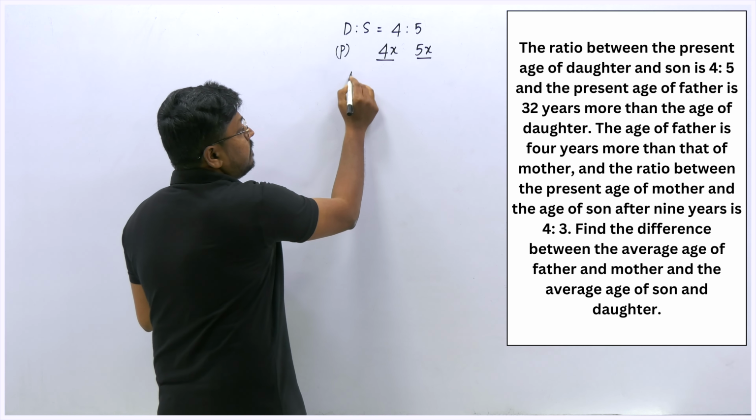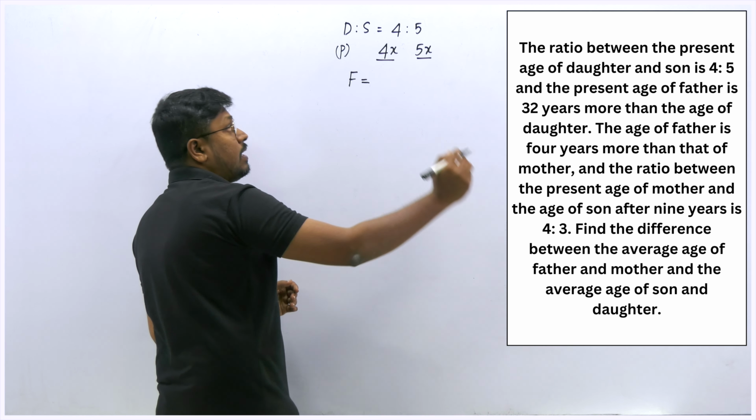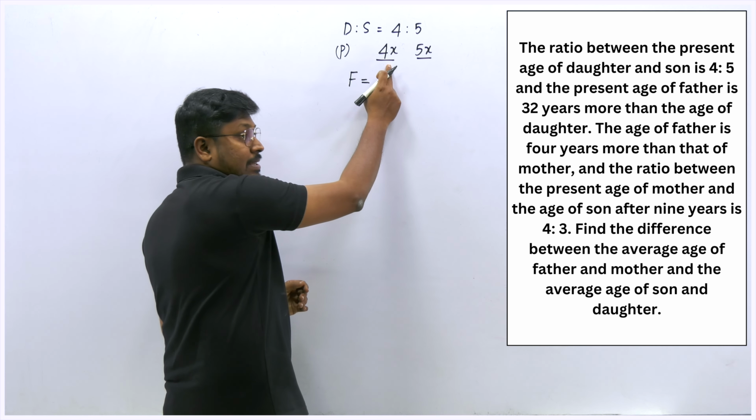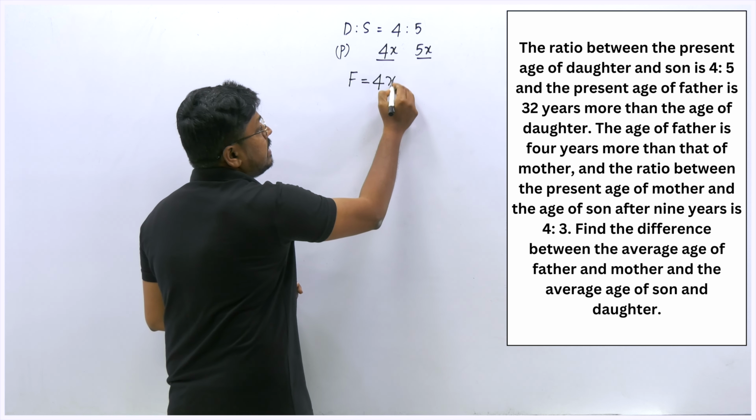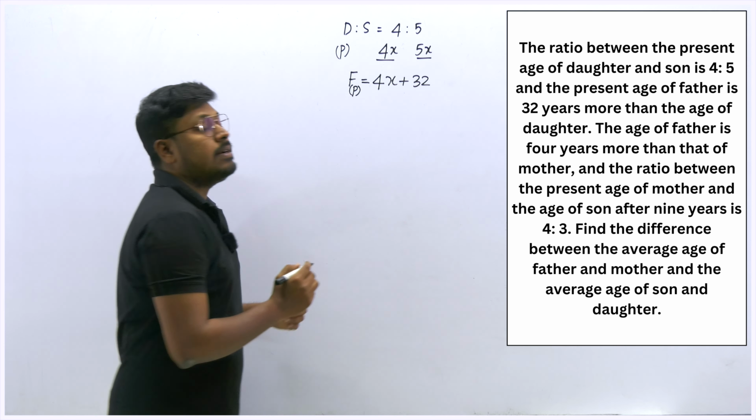So the present age of the father is 32 years more than the age of the daughter. We already fixed the daughter's age as 4x. So the father's present age will be 4x plus 32, right? So P represents the present age.